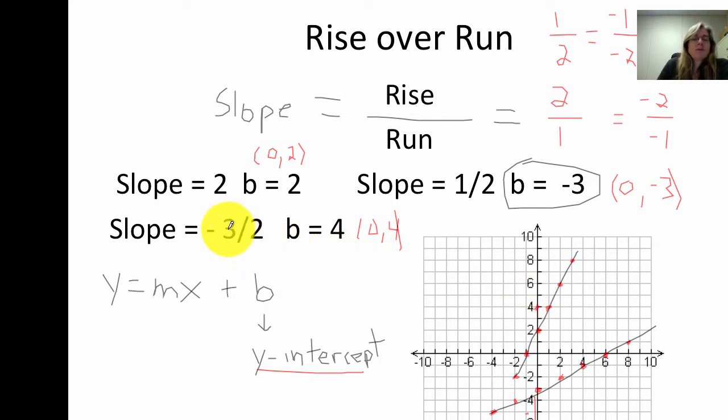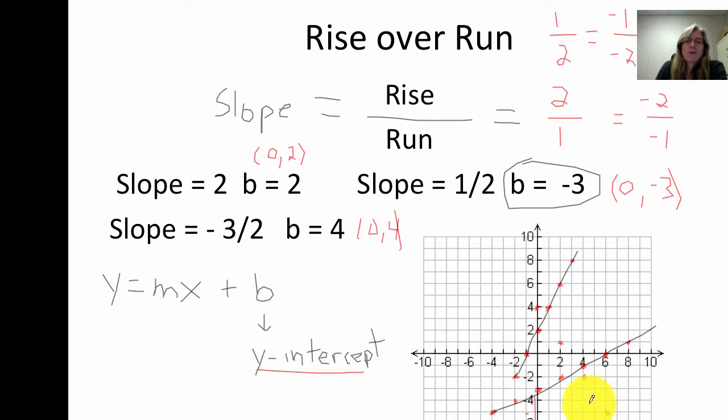We're going to use our rise over the run, which is -3 over 2. So we start on our point, we go down 3, 1, 2, 3. We go to the right, +2, 1, 2. There's a point. Down 3, to the right +2. Down 3, over +2.